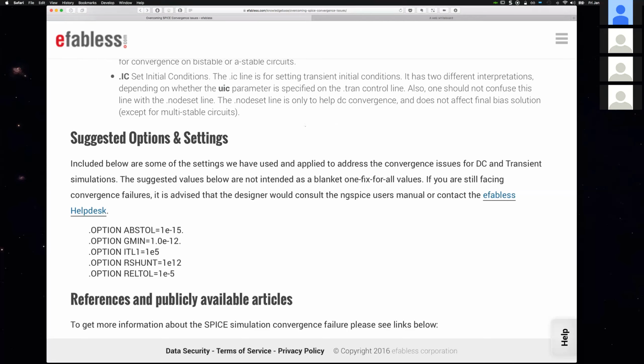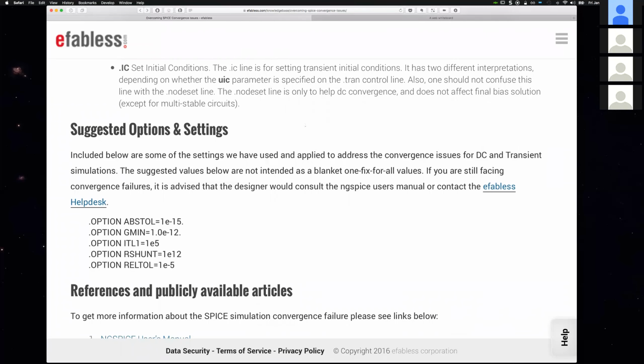And after that, what would be the order of things to try? I guess reltol first, ITL1 second, maybe abstol, then gmin. I would leave rshunt for the very last because of its effect on the actual circuit topology. Does that sound about right, Mohammed?